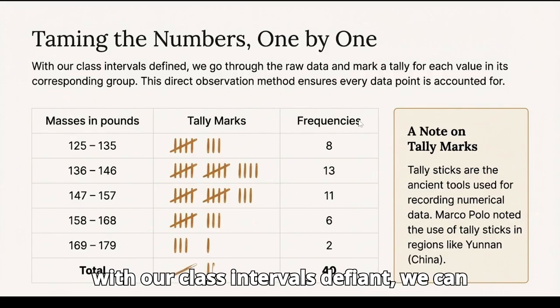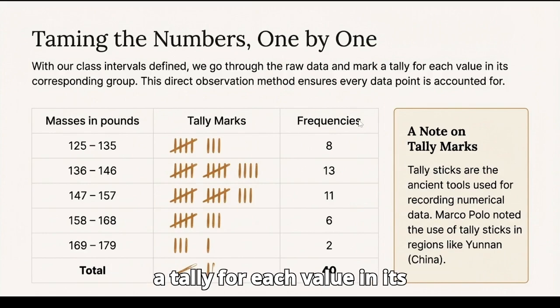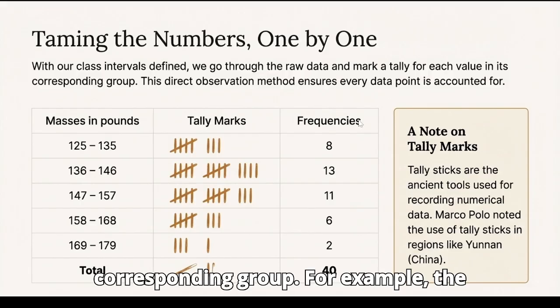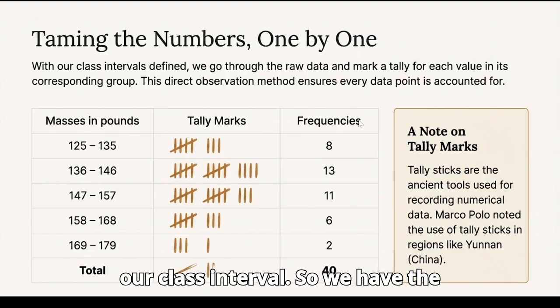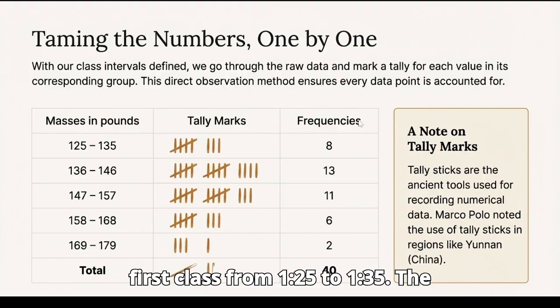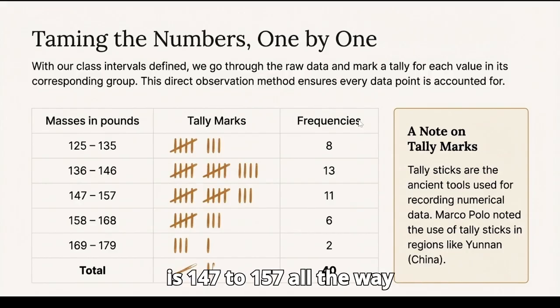Now, with our class intervals defined, we can go through the raw data and mark a tally for each value in its corresponding group. For example, the masses in pounds will be our class interval. So we have the first class from 125 to 135, the second as 136 to 146, the third as 147 to 157, all the way to 169 to 179.